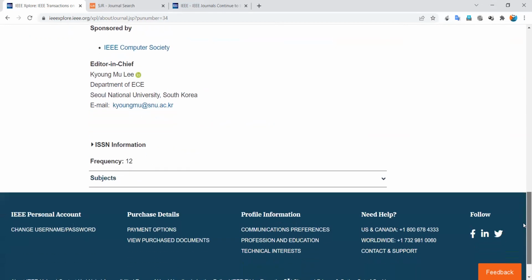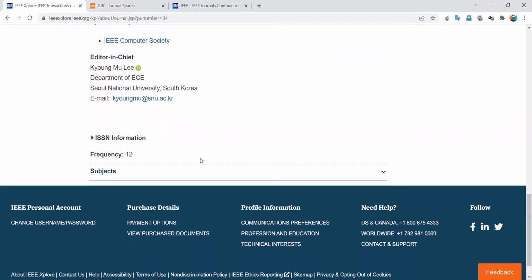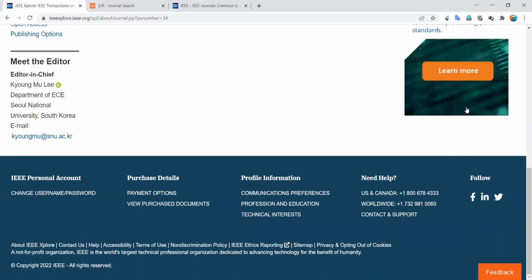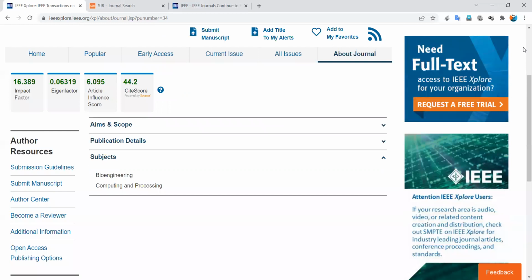So in this way, you can see that the frequency of the transaction is also listed. Frequency is 12, so I think the transaction gets published once a month. So you can also decide, if you want to get your work published quickly, then you can target this particular transaction because the frequency is 12. So 12 times a year they publish or accept the works.